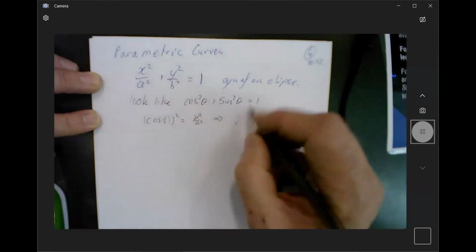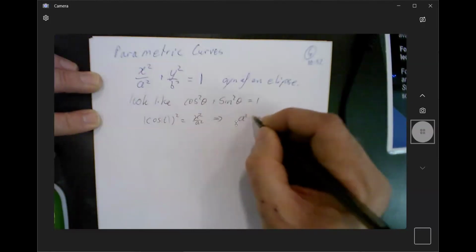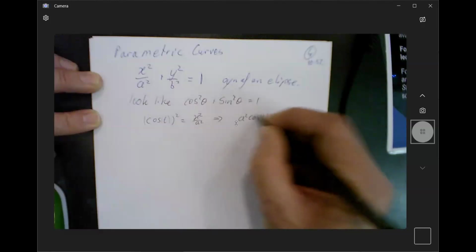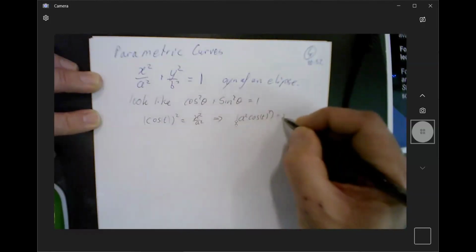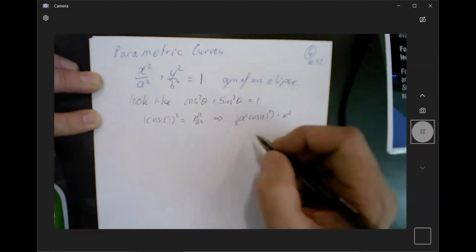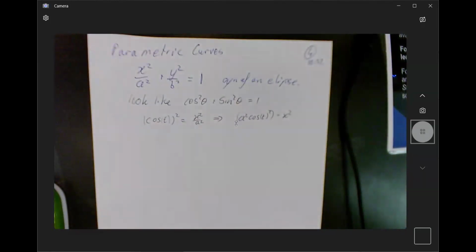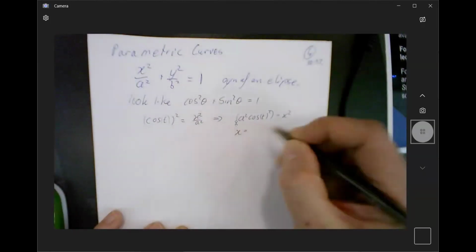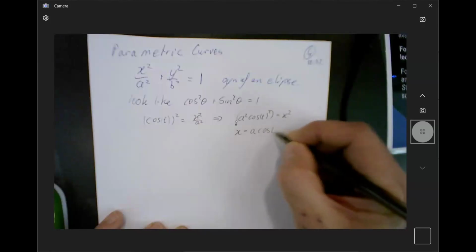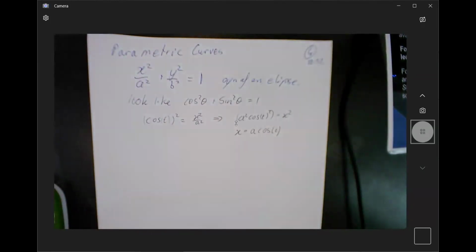By rearranging that, a squared cos squared t is equal to x squared. Take the square root. When I take the square root, I can choose the plus or minus. So I'm going to write x is equal to a cos of t. I could have chosen the minus, no problem with that, but I don't generally go that way. There may be a reason to do it, but equally, probably not.